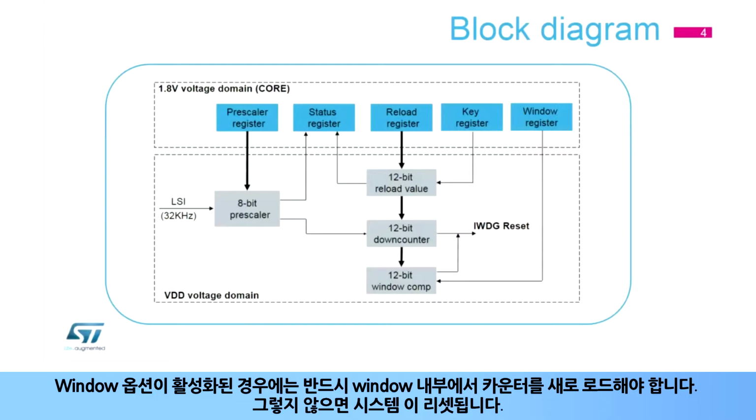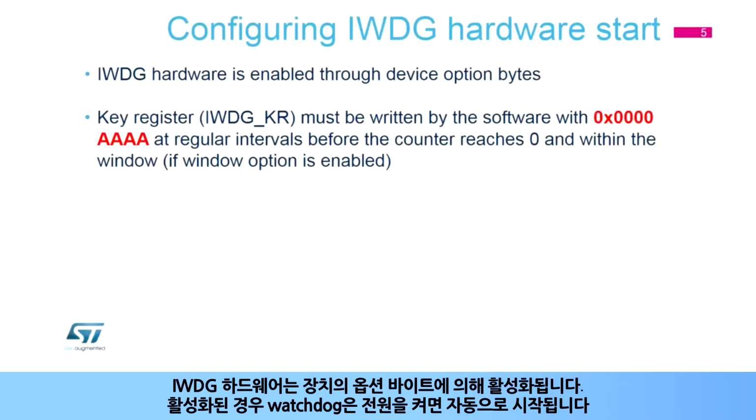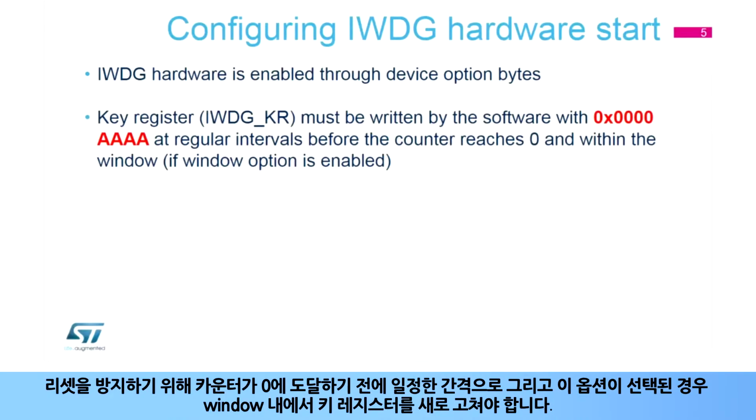If the window option is enabled, the counter must be refreshed inside the window. Otherwise, a system reset is generated. The IWDG hardware is enabled by the device's option bytes. If enabled, the watchdog automatically starts at power on. To prevent any reset, the key register must be refreshed at regular intervals before the counter reaches 0 and within the window, if this option has been selected.